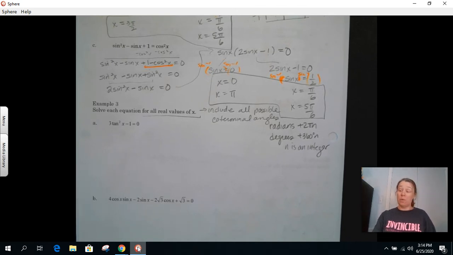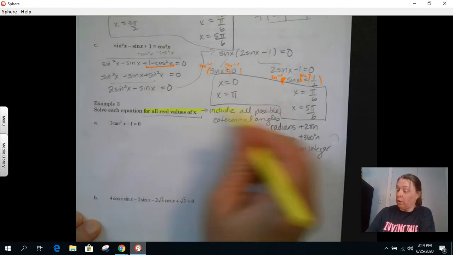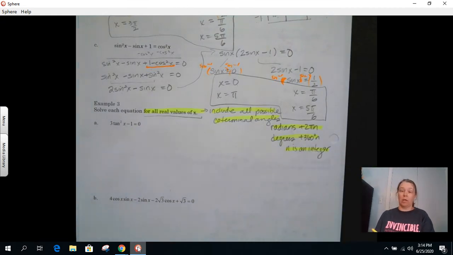So like I said, it's going to be important to read the directions, especially in your homework and on the test, even more importantly, so that you're making sure that you give all the information you're being asked for.